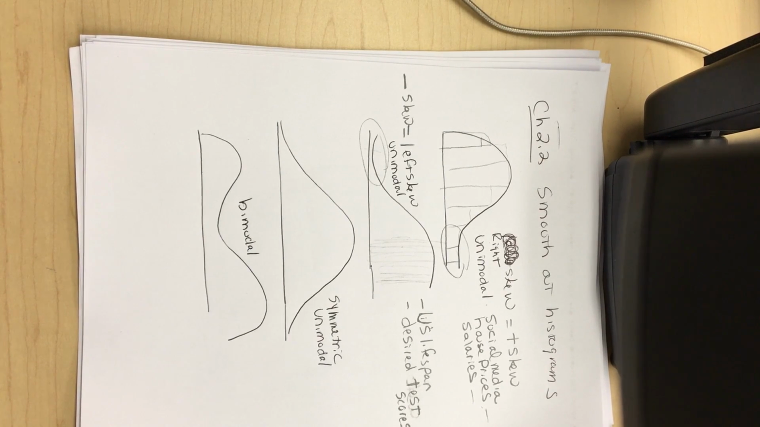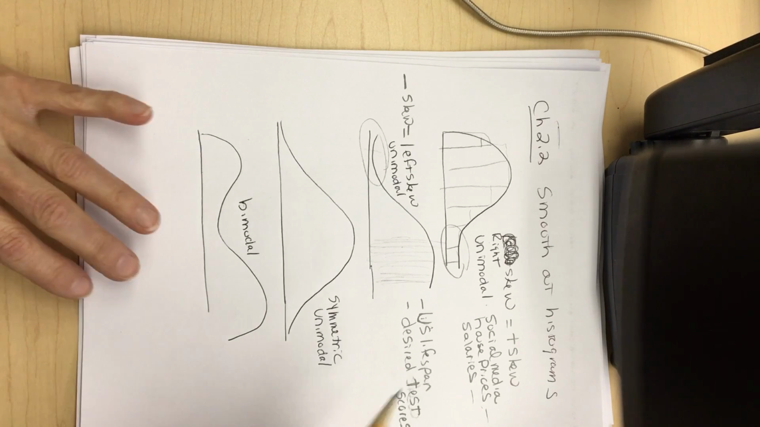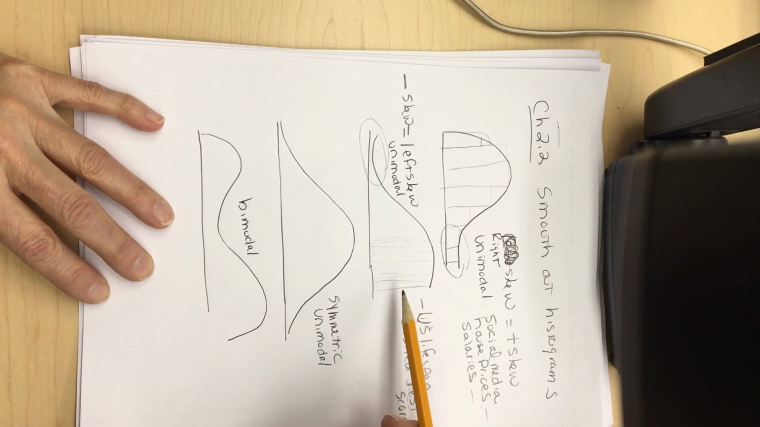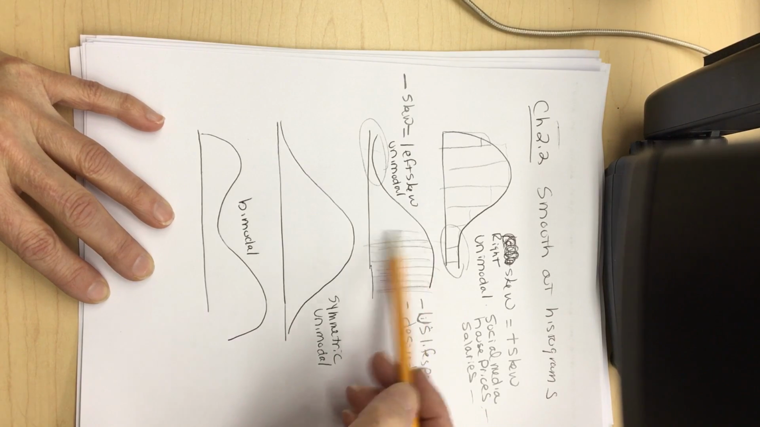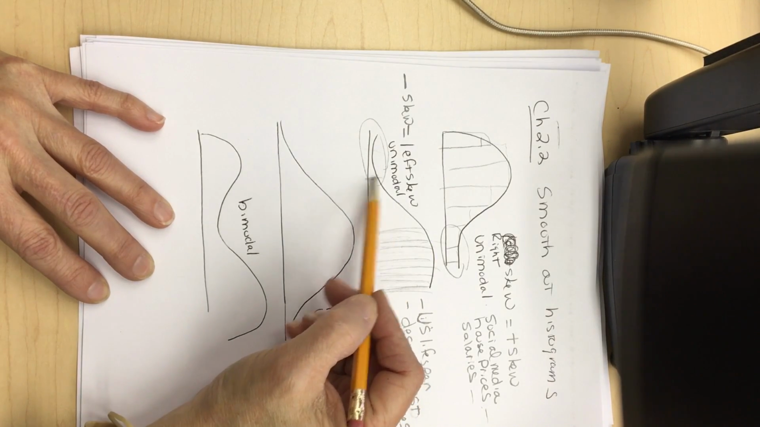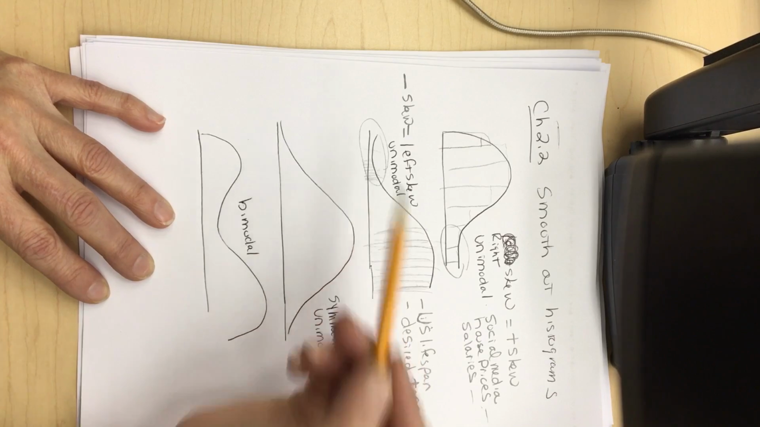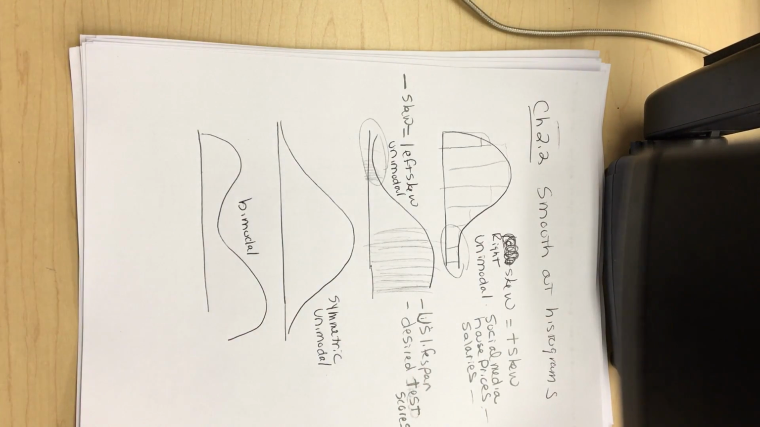Desired test scores. Your desire and my desire, okay? All of us want lots of hundreds and 90s and 80s, right? We don't want very many 10s and 20s and 30s. So all of our desired test scores, I think, should look left skew. Symmetric.